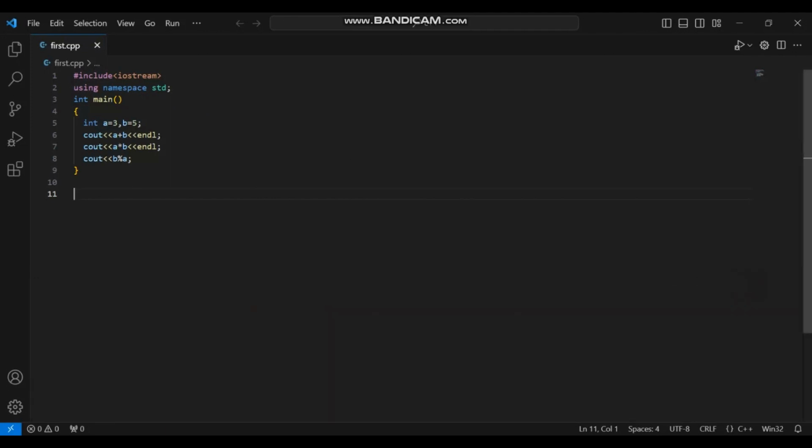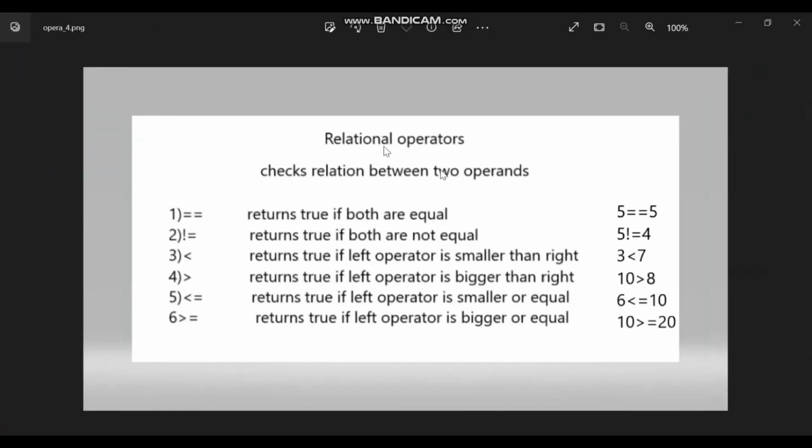The second type of operators are relational operators, which check the condition, the relation between two operands. First one is the equals to operator, which returns true if both are equal. If both are not equal it returns false. First one is 5 equals to 5. Both are equal, so it returns true.